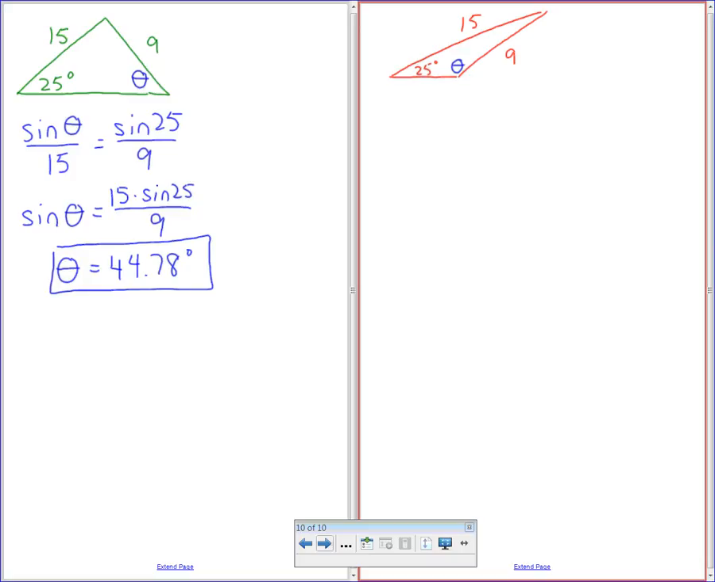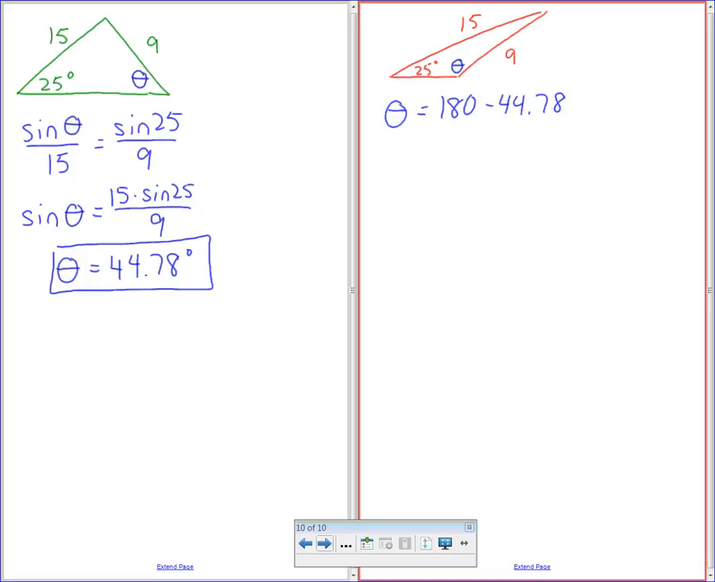Yeah, well, here's the thing. We could do the same thing, but here's the issue. Please don't write this down. So I would do sine theta over 15 equals sine 25 over 9. Why is this not going to work for me? Somebody here, why is this not going to work? It's the same equation. It's going to give me the same angle, which it clearly isn't. So this is a key step here. Haley, how do I get the angle then? 180 minus. Right on. So theta is going to be 180 minus 44.78.